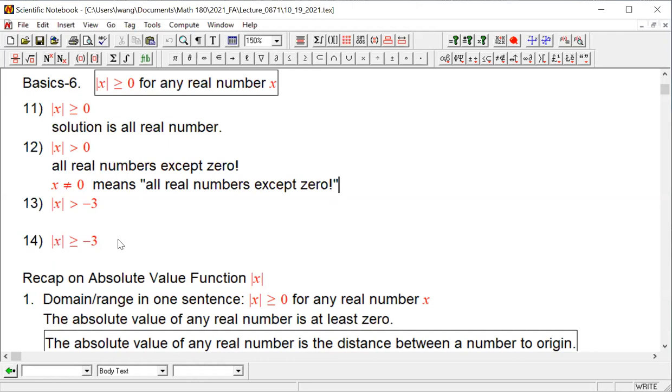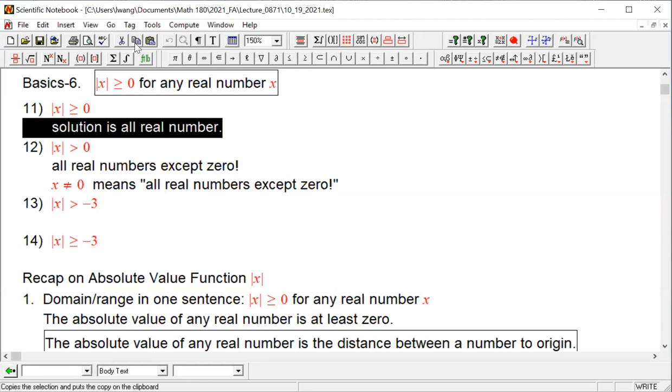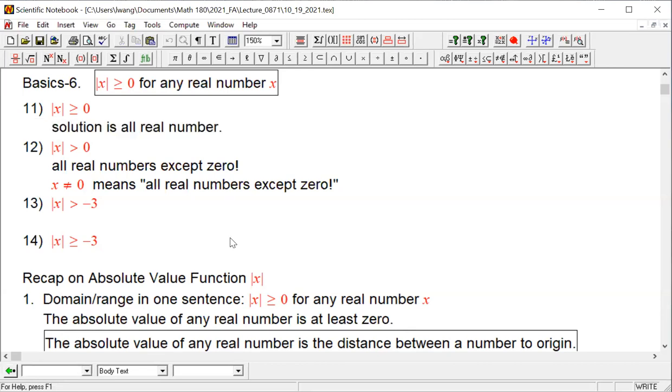All right, 13, 14. We're past time, so I'm going to take a few more minutes of your time. 13, 14. What are the solutions? There are no solutions to number 13. No solutions? Are you kidding me?